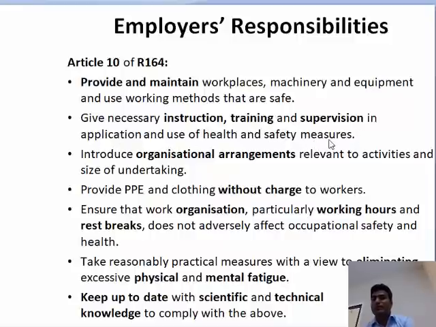And the second one is to give necessary instruction, training and supervision in the application and use of health and safety measures. That means the employer has the responsibility to give necessary instruction, training and supervision to the employee. The third one is to introduce organizational arrangements relevant to the activities and size of the undertaking. And the fourth one is to provide PPE and clothing without charge. The employer has a responsibility to provide PPE without any charge.